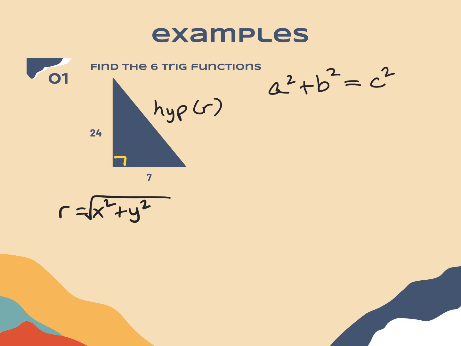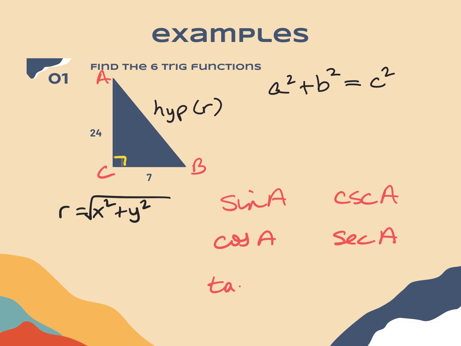Let's add in some letters here. I'm going to say this is A, B, and C. So I'm going to reference all 6 of my trig in relation to angle A. So I'm going to be filling in sine of A, cosecant of A, cosine of A, secant of A, tangent of A, and cotangent of A. So let me label my sides in relation to angle A here. So the 7 would be the opposite. The 24 is the adjacent. And again, if you want to memorize them with an X and a Y, I need to find R.